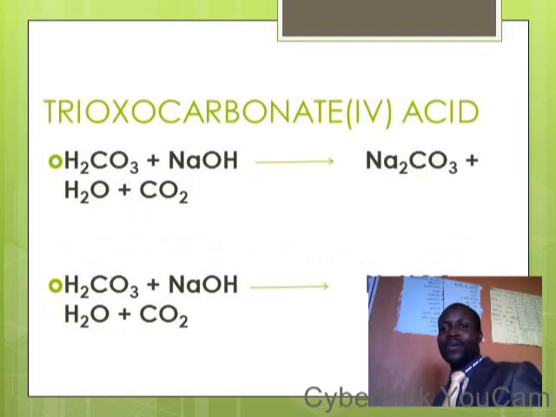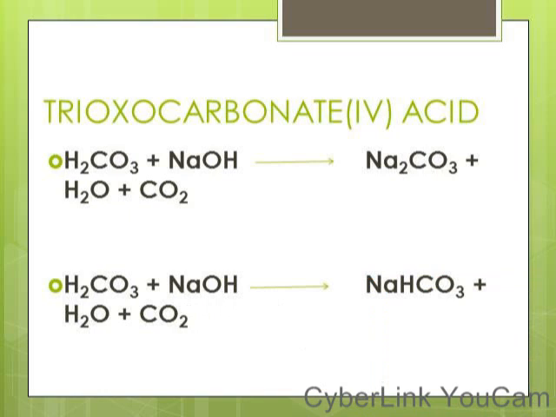Now trioxocarbonate 4 acid, look at the equation here. This is hydrogen trioxocarbonate 4 plus sodium hydroxide, giving us sodium trioxocarbonate 4, water and carbon 4 oxide. You know, chemistry is very simple and they link themselves. As you have learned the properties of acid, it's still reflecting here. Now hydrogen trioxocarbonate 4 plus sodium hydroxide is as well giving us sodium hydrogen trioxocarbonate 4 plus water and carbon 4 oxide.